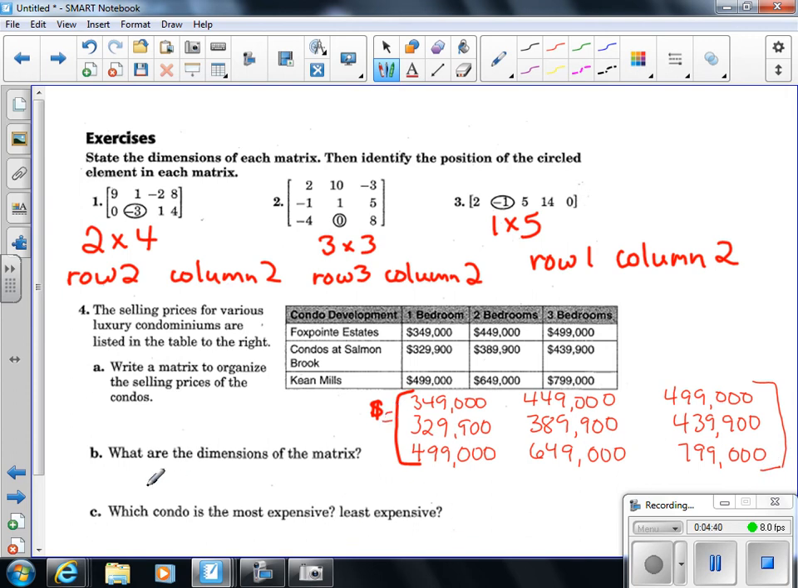What are the dimensions of this matrix? 3 by 3. And which condo is the most expensive?